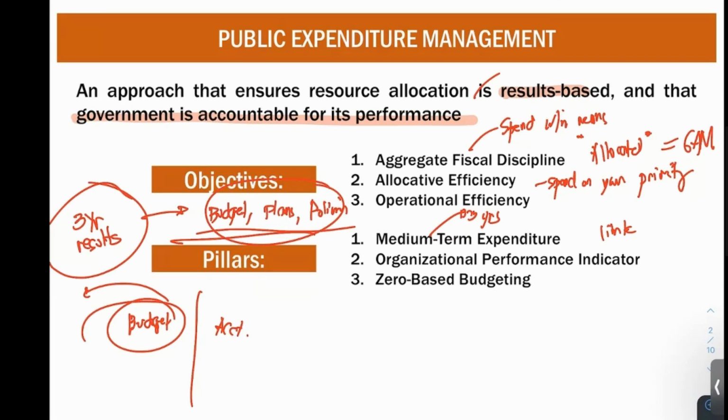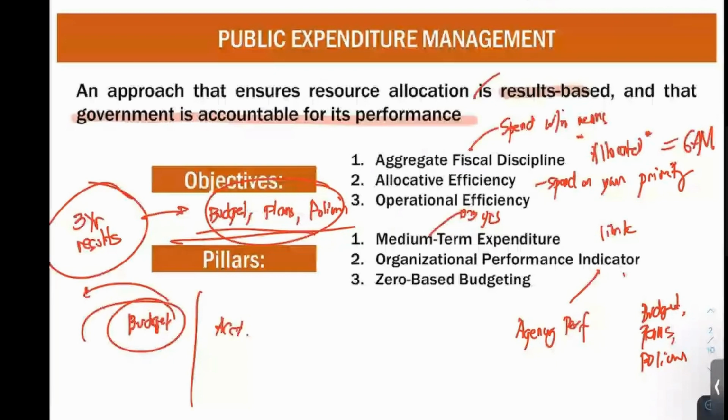Because 3 years. Medium term expenditure framework. Another pillar is your organizational performance indicator. So this talks about agency performance vis-a-vis your budget, plans, and policies. If the medium term looks into the years of operation, this talks about your performance itself. So the performance of the government organization. So the expenditures now will be allocated based on agency performance.